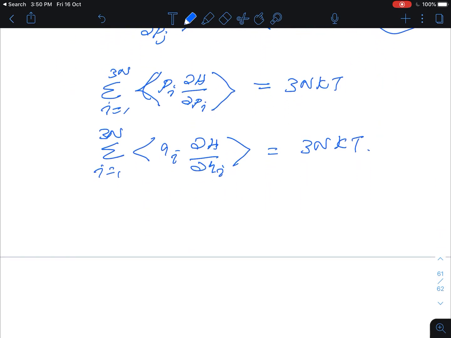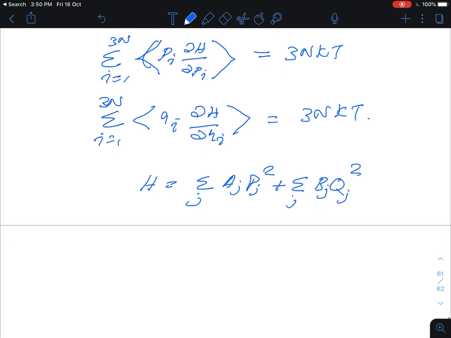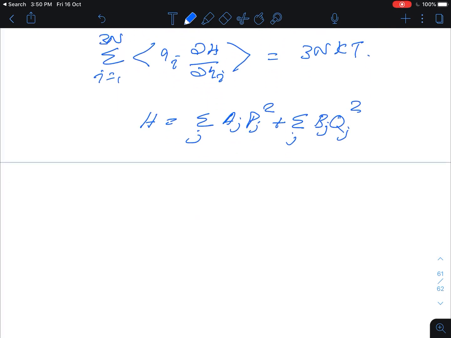Now suppose you have a Hamiltonian, say some canonically transformed coordinates ഉള്ള ഒരു Hamiltonian ഉണ്ടെന്ന് വരിക. We don't know, some quadratic formula ഉള്ള ഒരു Hamiltonian ഉണ്ടെന്ന് വരിക. Let us say h is equal to sigma j aj pj square plus sigma j bj qj square, where capital P and capital Q are the conjugate, canonically transformed, നമ്മൾ ക്ലാസിക്കൽ മെക്കാനിക്സിൽ പഠിച്ച canonically transformed coordinates ആണ് എന്ന് കരുതുക.